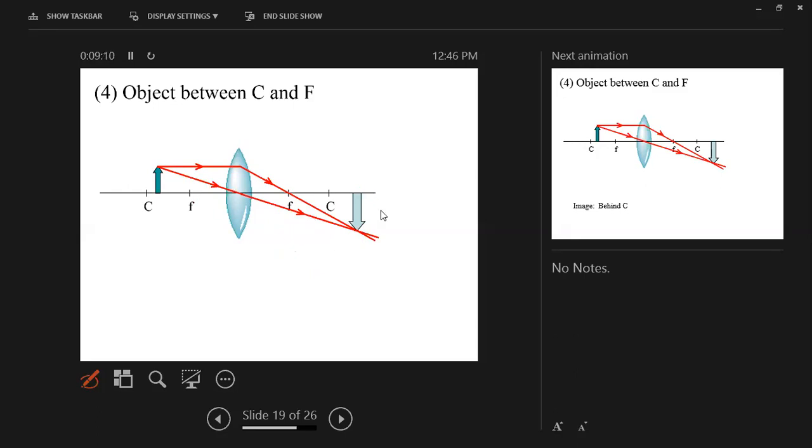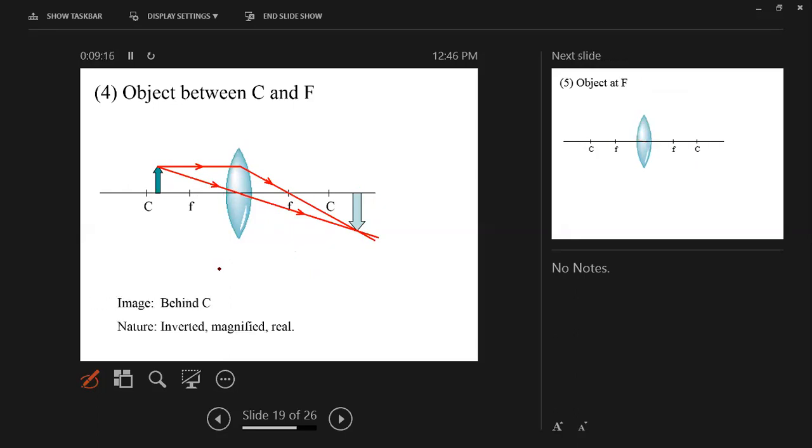You see the image is inverted. The size of the image is greater than the size of the object, okay? It's going to be magnified, we are going to call it. So it's bigger than the object. Inverted means, again, upside down, and it's going to be a real image.